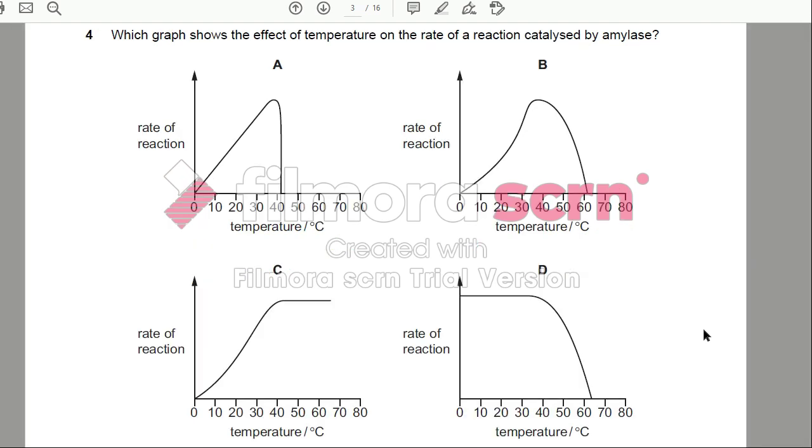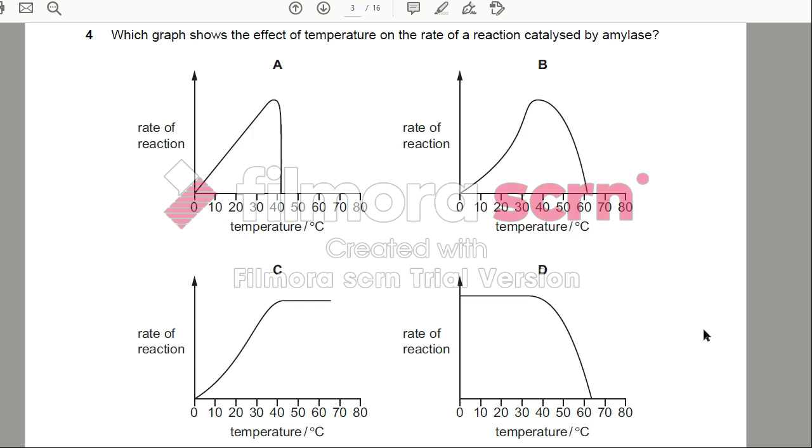Which graph shows the effect of temperature on the rate of reaction catalyzed by amylase? In the human body, all the enzymes, amylase, lipase or proteases, work at the same temperature. Normal temperature of the human body is 37 degrees Celsius and the optimum temperature will range between 37 to 40 degrees Celsius. When we move to options, in option A, enzymes are going to be denatured before 40 degrees Celsius, so it's incorrect.